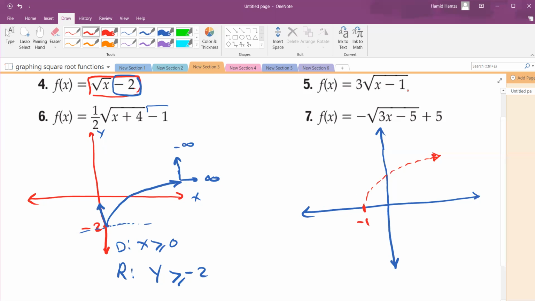So I'll take the expression inside the root. So x - 1 greater than or equals 0. That means the domain will be x greater than or equals what? 1.